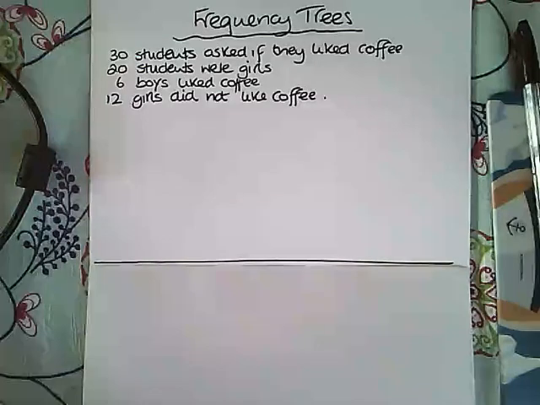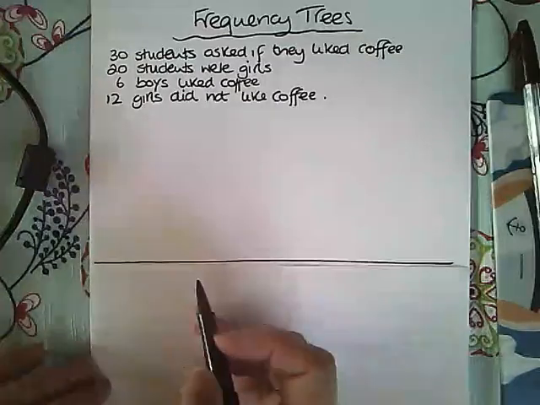Right, frequency trees are a little bit like two-way tables, but they're a bit more fun to draw. So first of all, we'll have a question which looks like this. It's got lots of writing in it and sounds quite confusing. We need to work out what we are going to start off our frequency tree with. So if you've got girls and boys in the frequency tree, or if they're mentioned in all of the writing, then that's a good place to start your frequency tree.